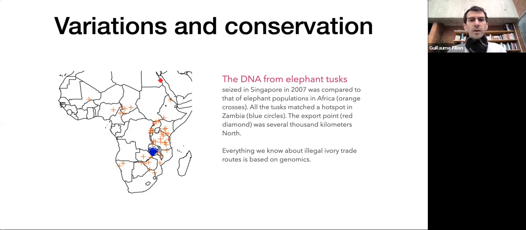These are huge numbers. And because this activity is illegal, it's very hard to trace. You cannot ask people, so how many elephants did you poach this month? Okay, 3, thank you. We'll get back in touch. This is all going underground. It's very hard to trace.